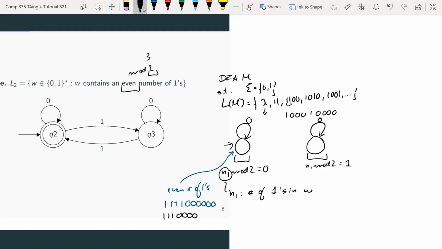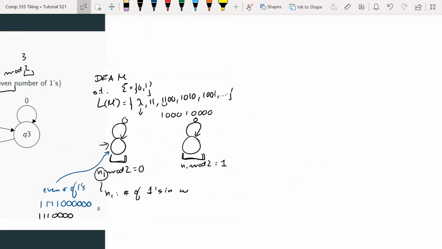The next thing is, how do I switch from this state to this state? Well, if I have an even number of ones, let's say this string has an even number of ones, and I append another one, then that's going to give me an odd number of ones, right? So what does that mean? That means that if I'm in this state, which remember represents an even number of ones, and I read a 1 from here, then I'm no longer going to be even, I'm going to be odd, okay?